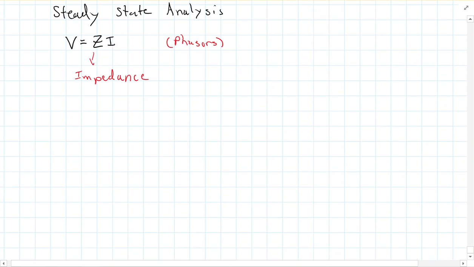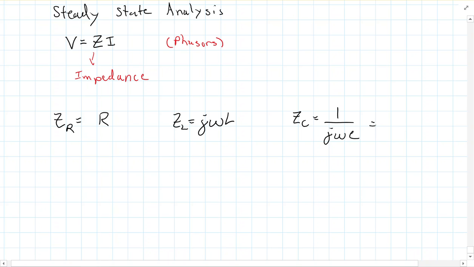Now, the other thing we want to remember is that for each circuit element, we have a different equation for the impedance. So for the resistor, it's simply just R. And then for the inductor, remember, it's j omega L. And for a capacitor, it is 1 over j omega C, which is the same thing as negative j over omega C.